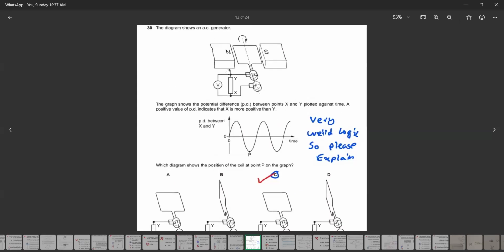So in this question, we have an AC generator. As you can see, the graph shows a potential between point X and Y, which is plotted against time. A positive value of potential indicates X is more positive than Y. Like if X is positive and Y is negative, what should be the direction of the current? Because in the question they mention X is more positive than Y. So the direction of the current is like this, conventional current from positive to negative. So which direction will the current move? The current will move in this way.